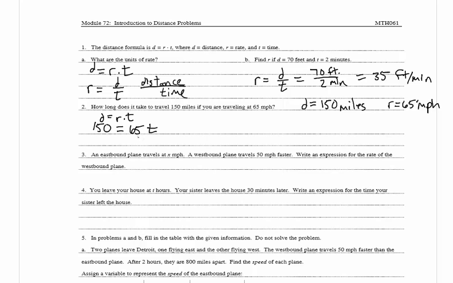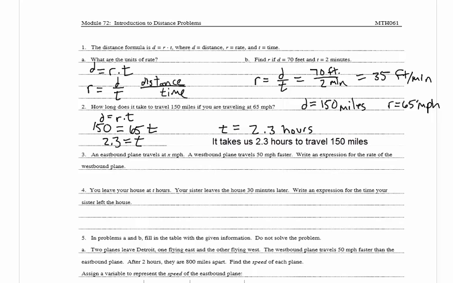We're going to divide both sides by 65, and we get t is equal to 2.3. And if our distance is in miles and our rate is in miles per hour, then time is going to be in hours. So t is equal to 2.3 hours. So it takes us 2.3 hours to travel 150 miles.